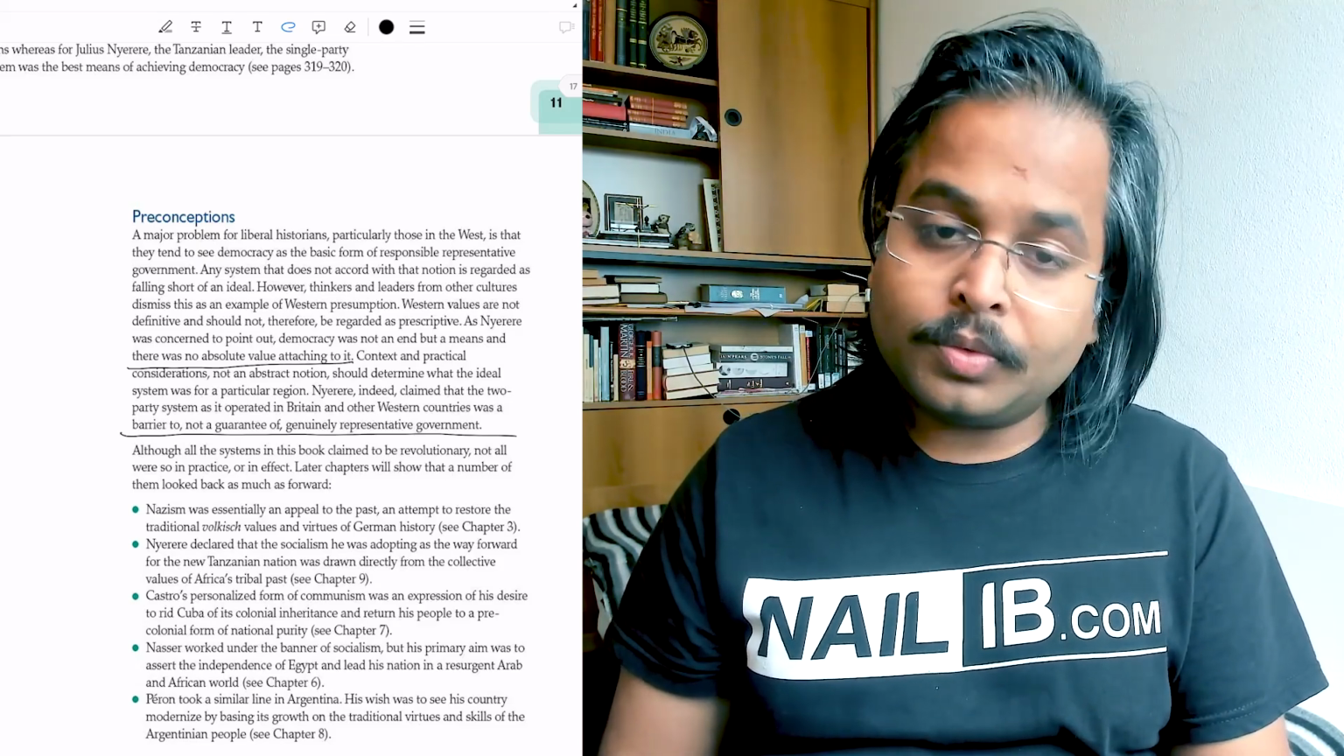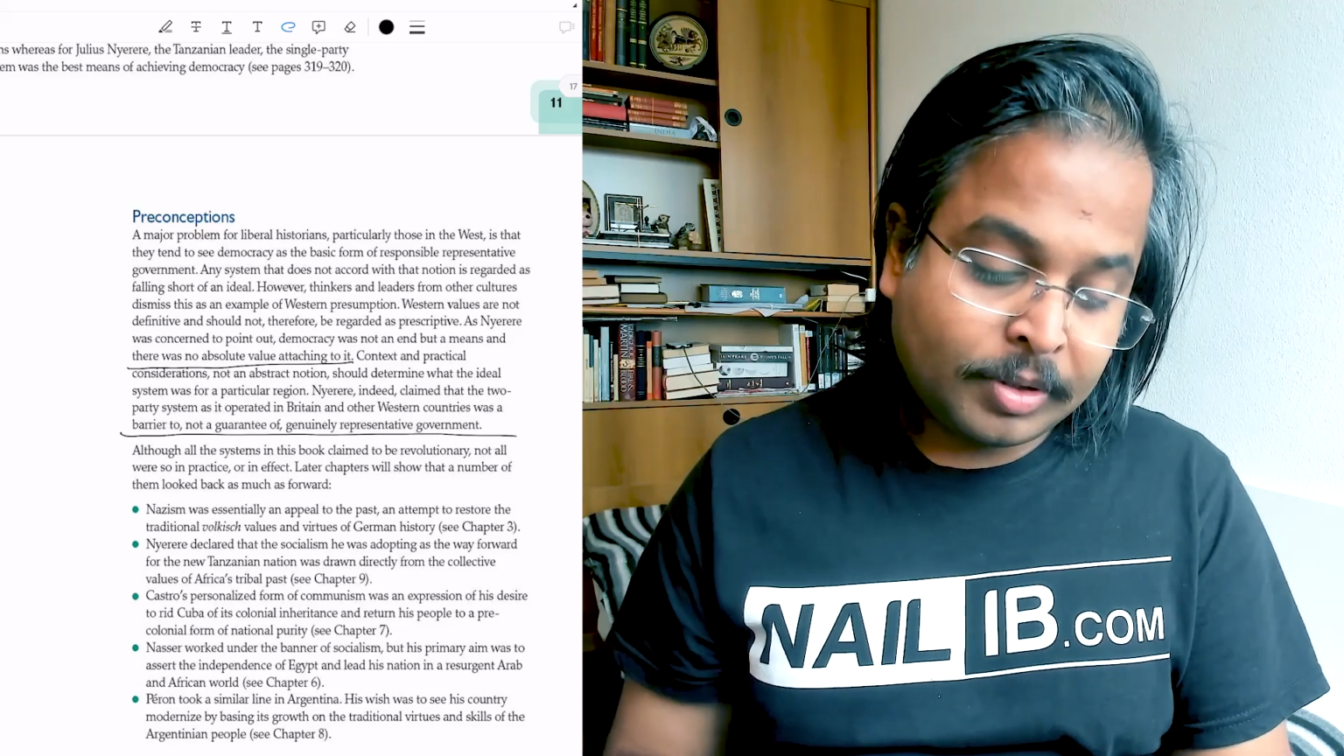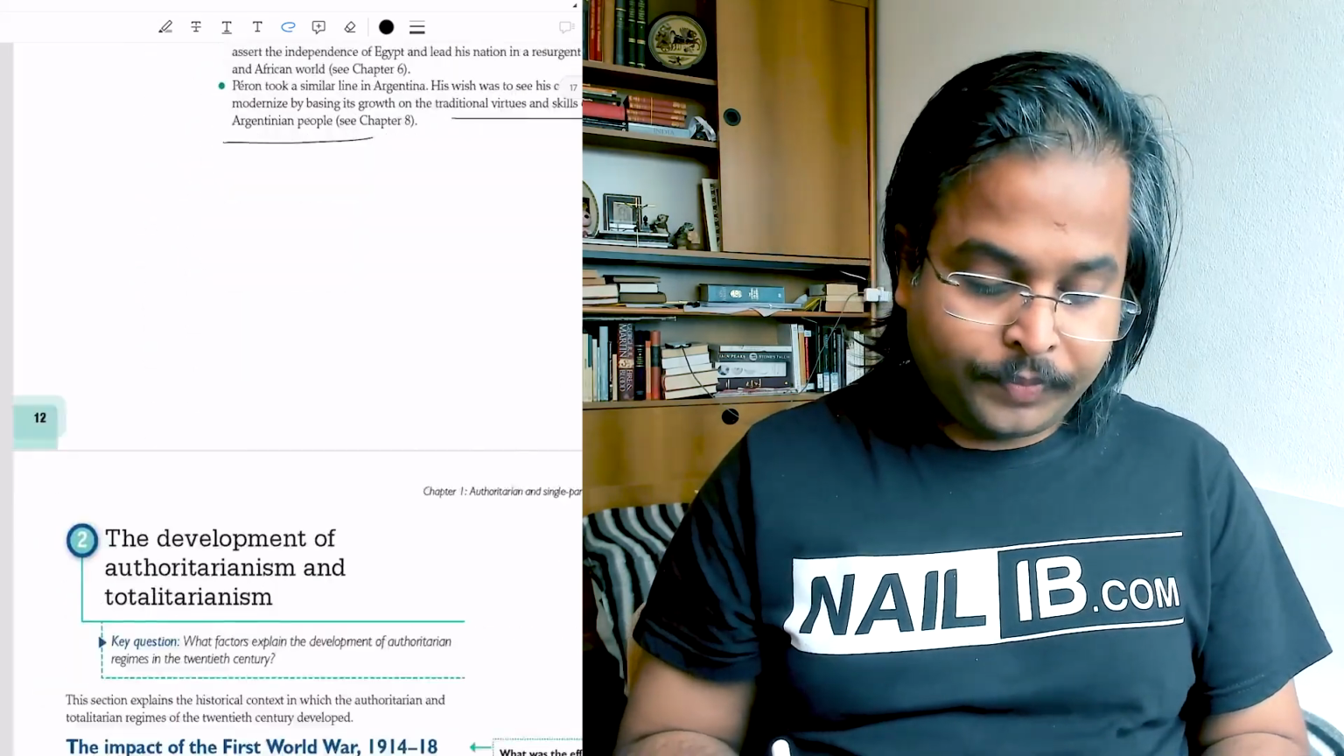And finally, Peron, who is from Argentina, took a similar line in Argentina. His wish was to see his country modernized by basing its growth on traditional virtues and skills of the Argentinian people. So, individual regional effort or regional politics, or background, would be given much more superiority and would be given much more significance and priority over other kinds of historical examples that are available from this idea of the West. And this is something that's also true for Western nations such as Germany.